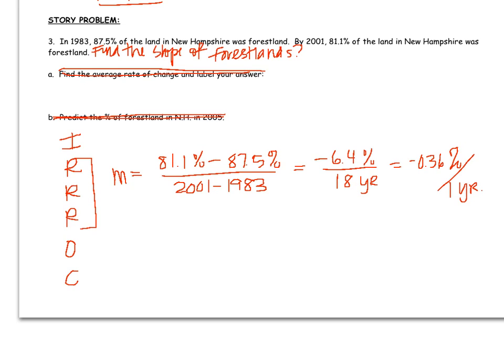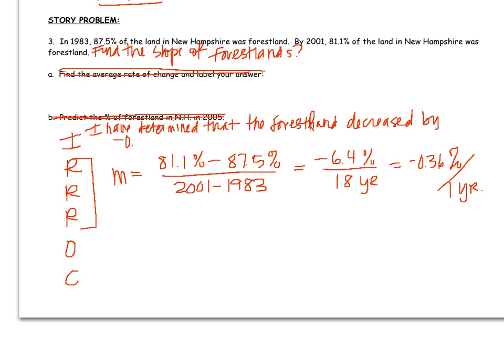In my introduction, I would say something like, I have determined that the forest land decreased by negative 0.36% each year. Or you could say instead of decrease, because the negative is already there, let's change that. How about changed by negative 0.36 each year?